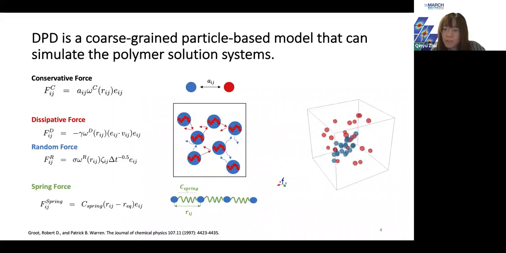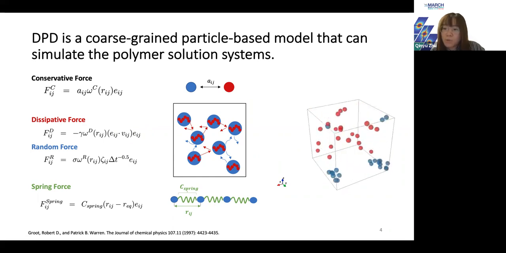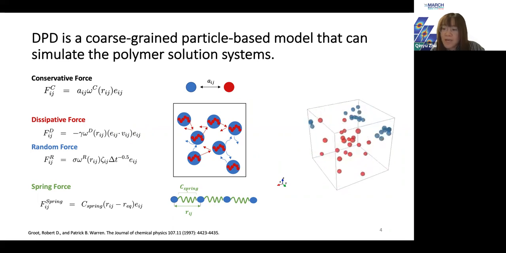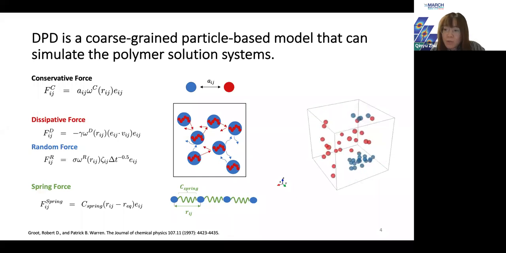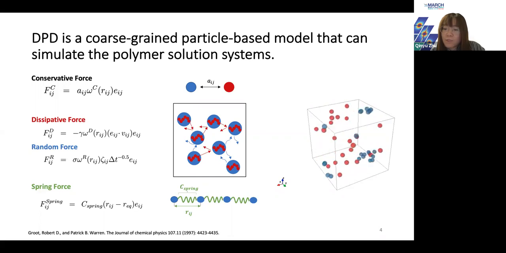We first picked dissipative particle dynamics as our diffusion model. DPD is a coarse-grained model with pairwise interactions between particles, and it also includes the hydrodynamic interactions that are important in vesicle formation. The basic DPD model includes three different interactions. The conservative force is a soft repulsive interaction that allows overlapping of particles. And AIJ is the interaction parameter that controls the miscibility of different species.